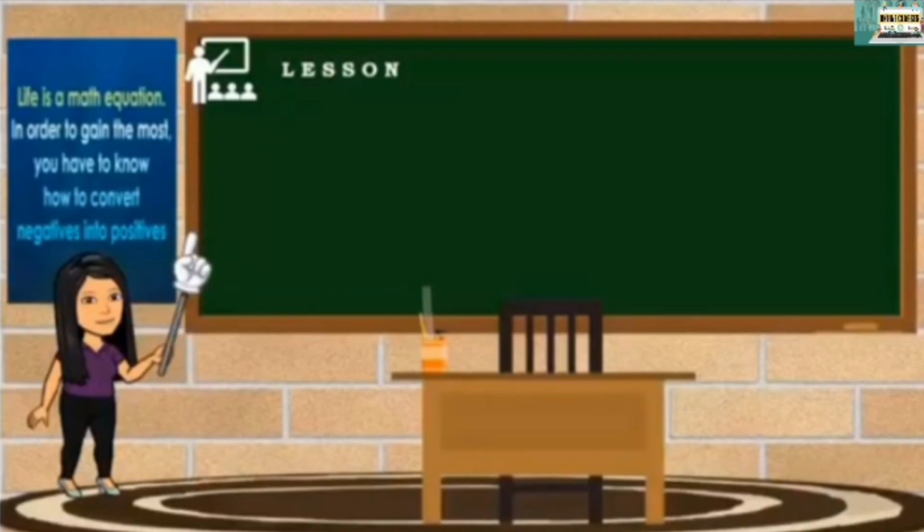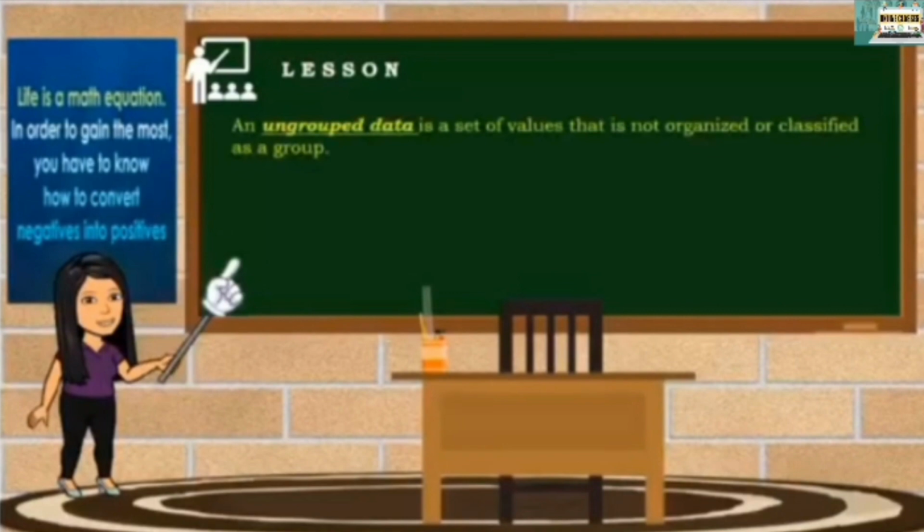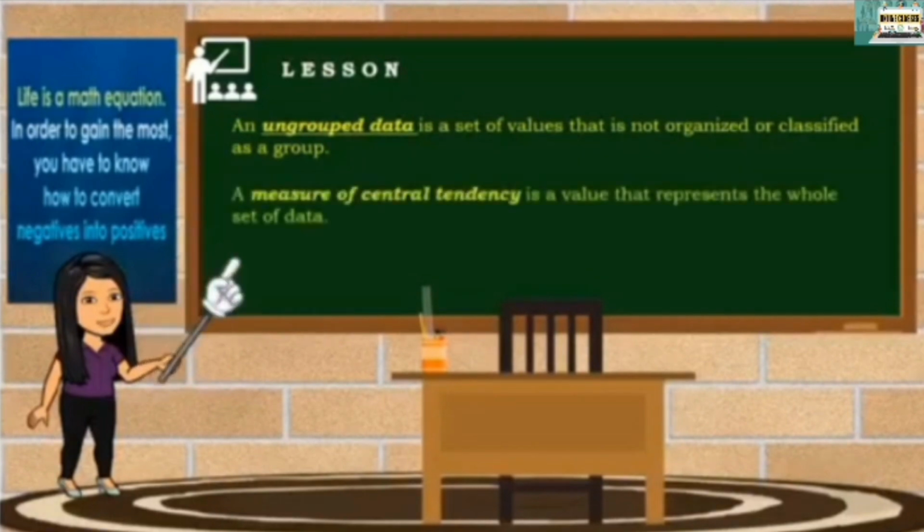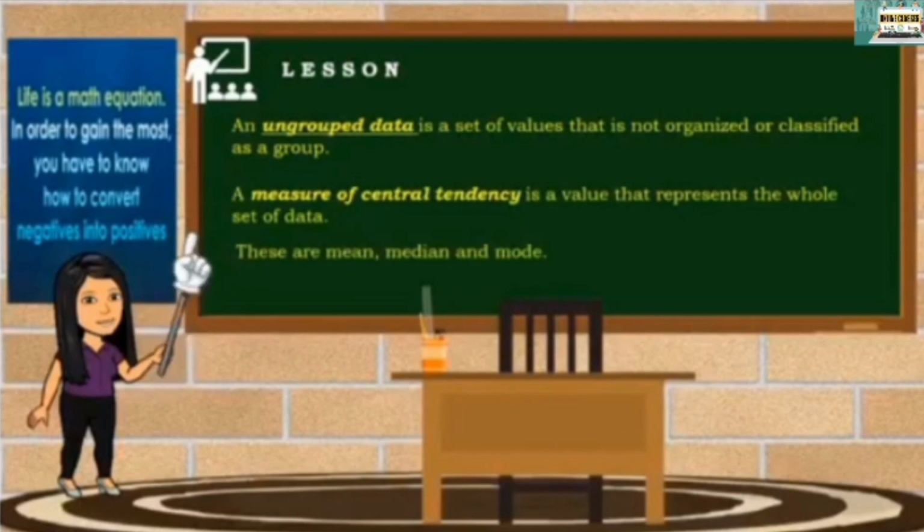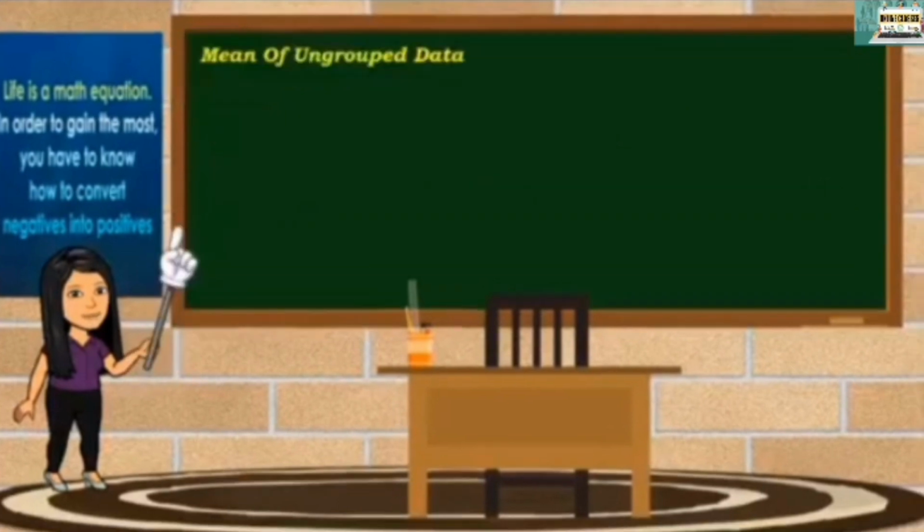You are now ready to learn the measures of central tendency. An ungrouped data is a set of values that is not organized or classified as a group. A measure of central tendency is a value that represents the whole set of data. These are mean, median, and mode.